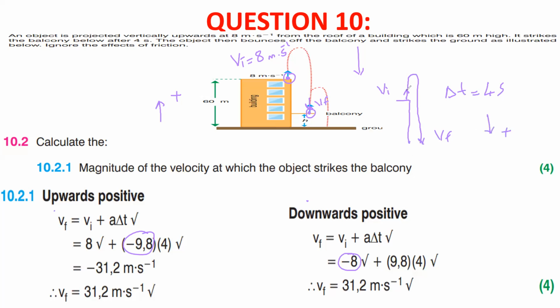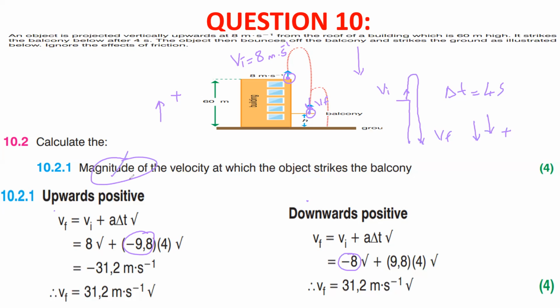So the object is going up initially, so V initial is negative 8. But your acceleration is positive because acceleration always points down. So you are getting 31.2. As you see, for the final you are getting the same answer. Just remove the negative if you get it, and if they said magnitude, you don't have to say direction.